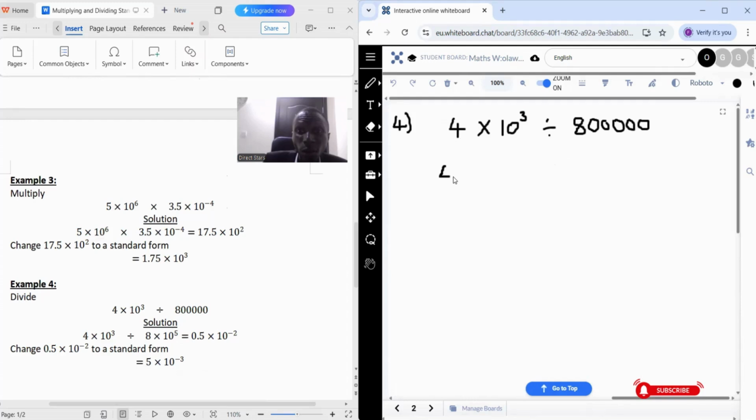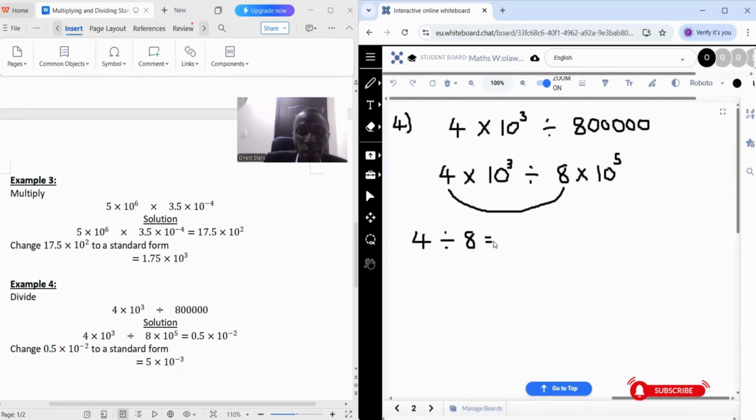Then we have 4 times 10 raised to the power of 3 divided by 800,000 in standard form. We're going to have it to be 8 multiplied by 10 raised to the power of 5. The next thing we're going to do here is to divide the first numbers. Then we have 4 divided by 8. 4 divided by 8, we're going to have this to be 0.5.